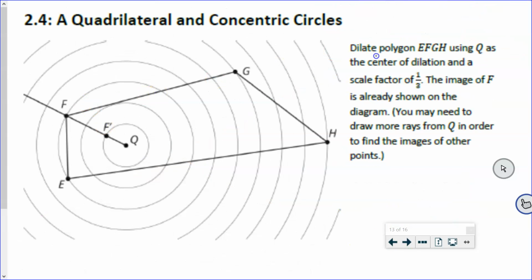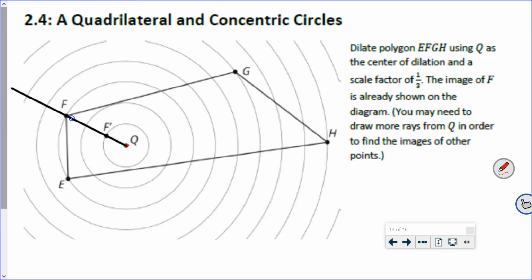So here it says dilate polygon EFGH using Q as the center this time, and a scale factor of 1/3. The image of F is already shown in the diagram. So look at what they did. They drew that line that went from Q, the center, through F, and to the edge of the diagram.